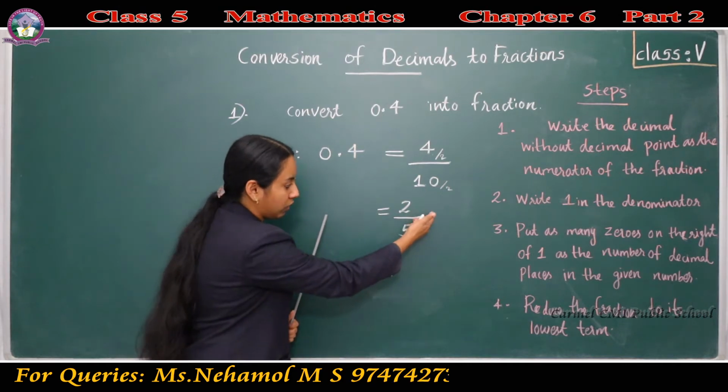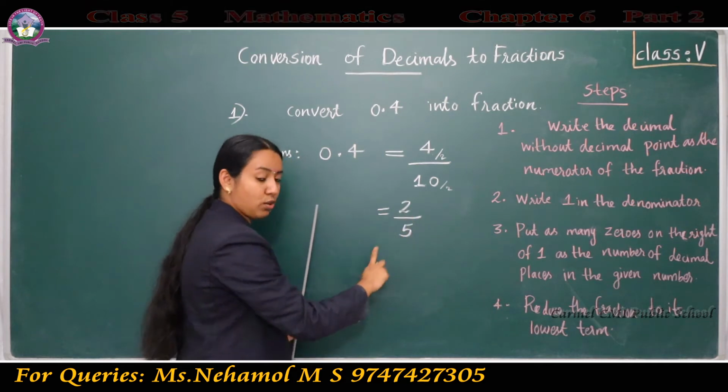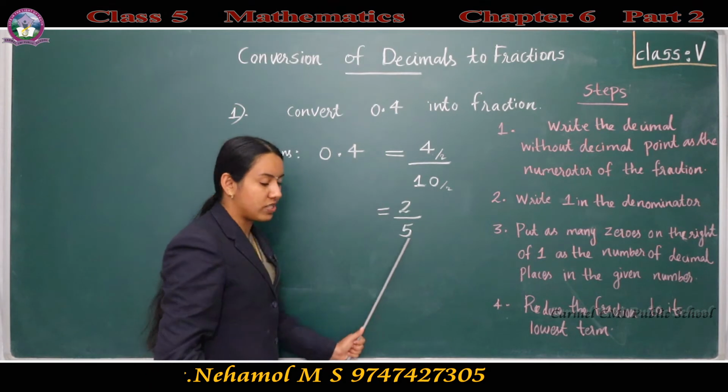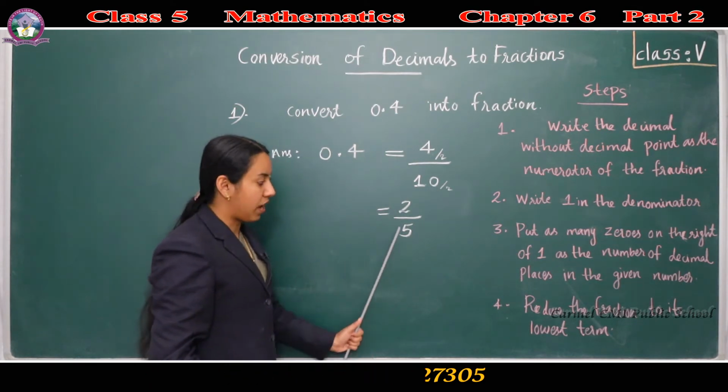There are no other common divisors. 2 is divisible by 2, but 5 is not divisible by 2. So this is the lowest term of this fraction: 2 by 5.